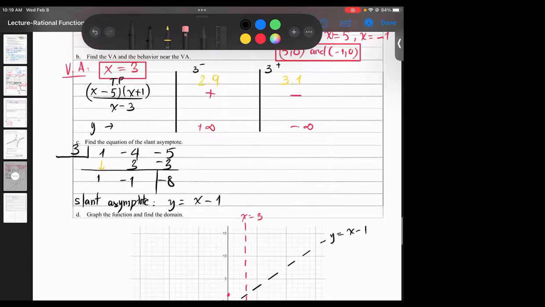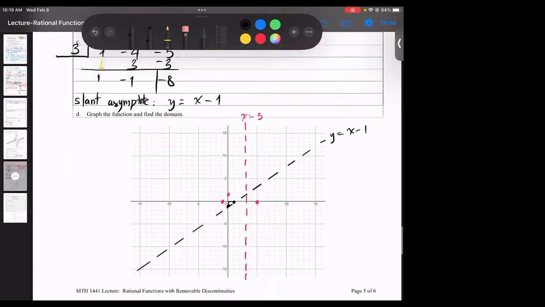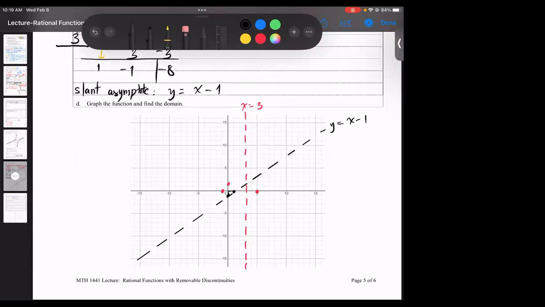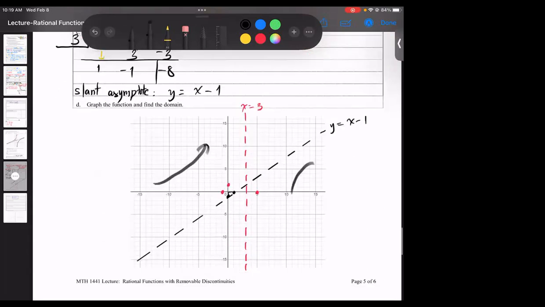Behavior. When you approach 3 from the left, the function goes to positive infinity. And it has to go from the left. Let me just do the direction first. So like that. And then when you approach 3 from the right, it goes to negative infinity. Like that.